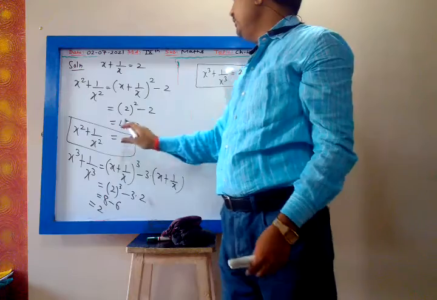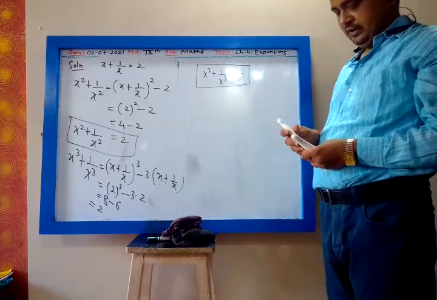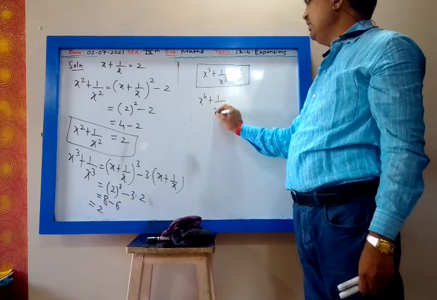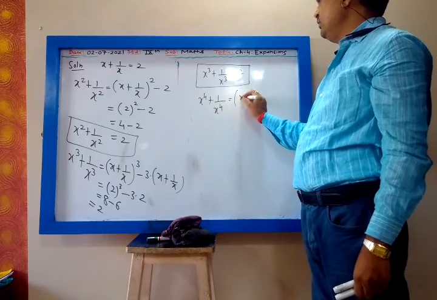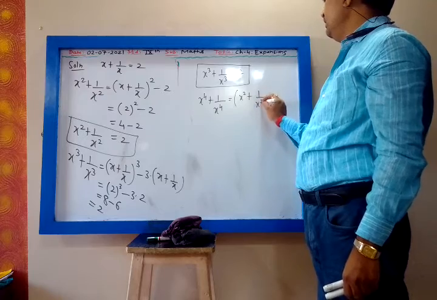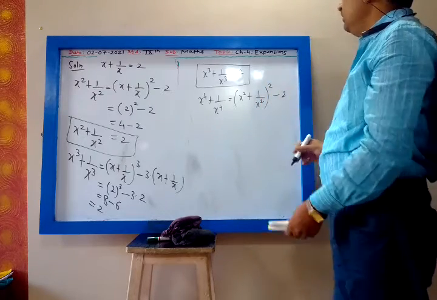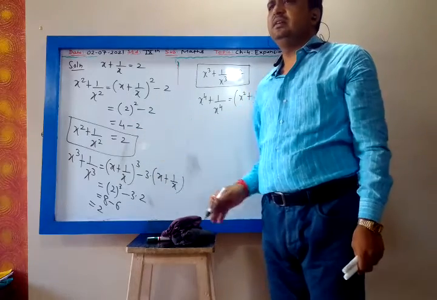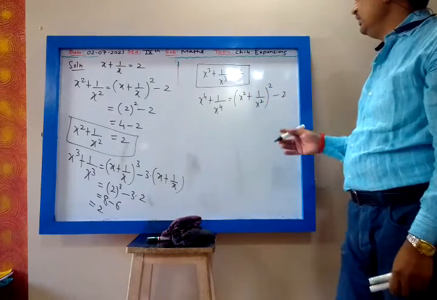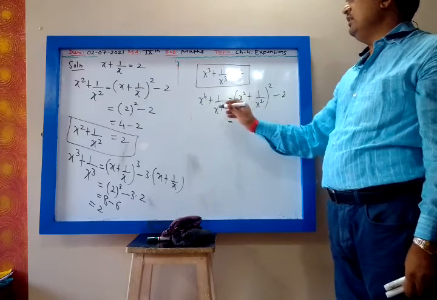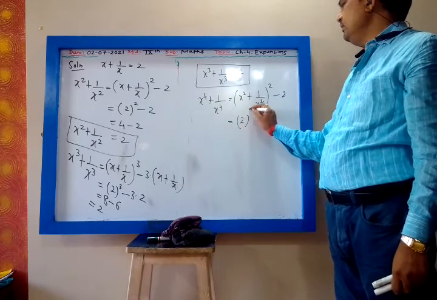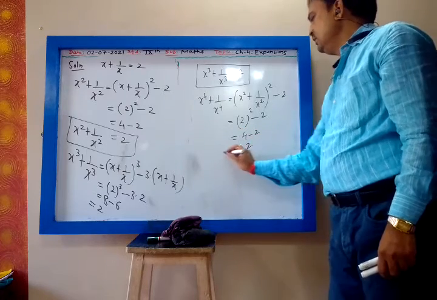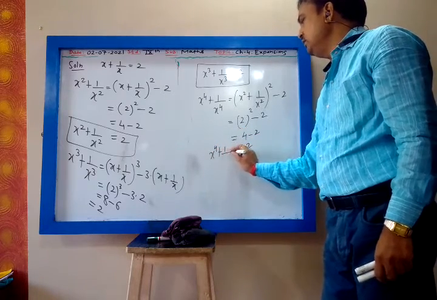x square plus 1 upon x square is 2. x cube plus 1 upon x cube is 2. Let us find x raised to 4 plus 1 upon x raised to 4. You can use the direct formula, my dear: x square plus 1 upon x square whole square minus 2. I will advise you, write down the direct formula. The formulas are easy to remember. x square plus 1 upon x square, that value is 2. So 2 square minus 2, that is 4 minus 2, that is 2. So x raised to 4 plus 1 upon x raised to 4 is also 2.